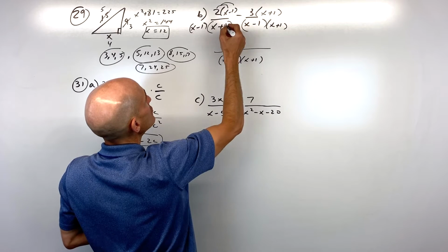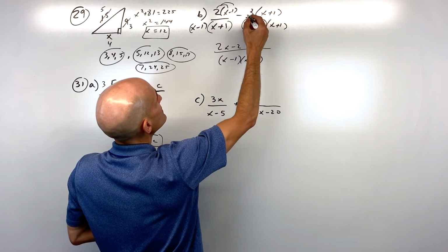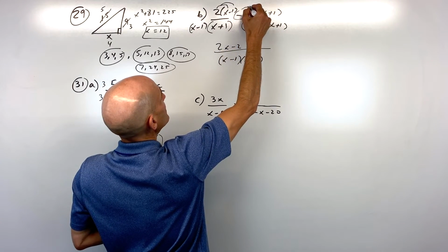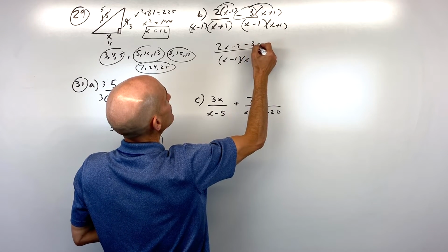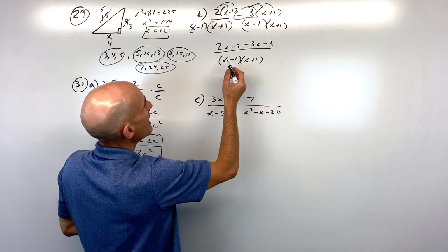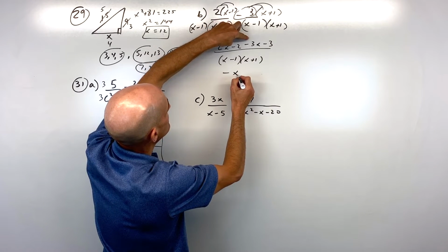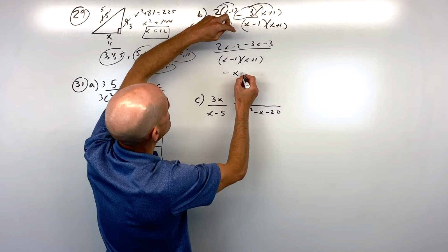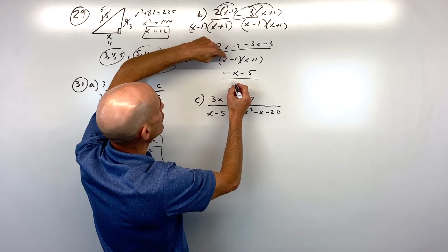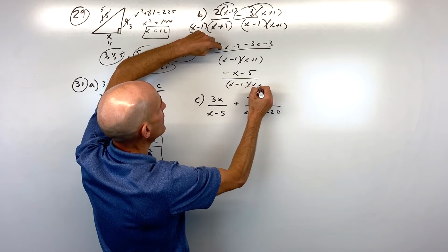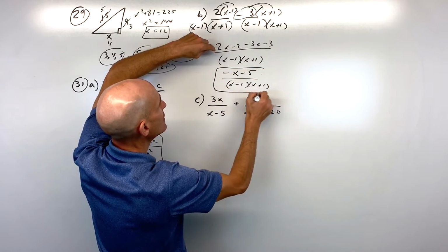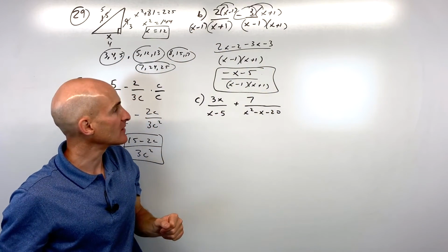This is going to be 2x minus 2. This is going to be, I'm going to treat this like a negative 3, so that's going to be a negative 3x minus 3. And now if we just combine like terms, we get 2x minus 3x, which is negative 1x, negative 2 minus 3, which is negative 5, all over x minus 1, x plus 1. Now you could multiply this out or leave it factored. Usually teachers just have you leave it factored like that.